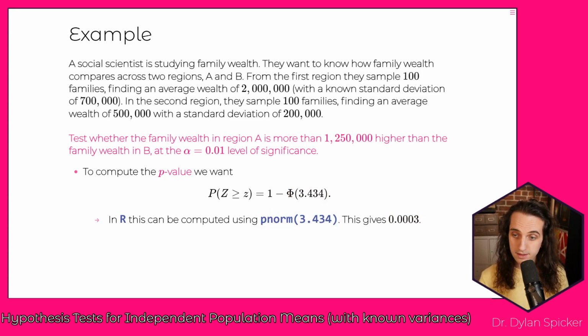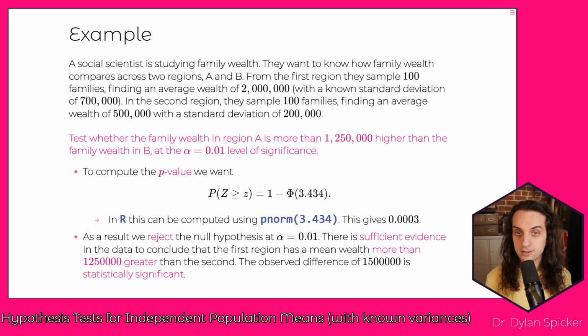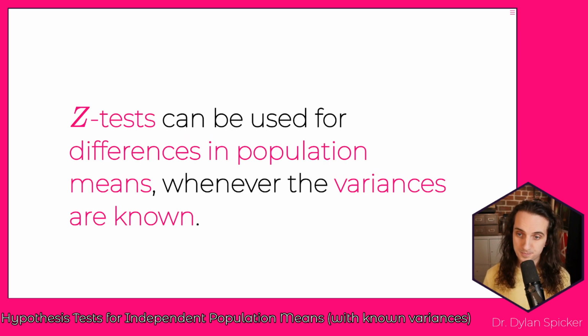With that p-value, that p-value is below the 0.01 level of significance, and so we're able to reject the null hypothesis here. As a result, we reject the null hypothesis at alpha equals 0.01. There is sufficient evidence in the data to conclude that the first region has a mean wealth more than $1.25 million greater than the second. They observe a mean difference of 1.5 million, and that is a statistically significant difference. And so we can conclude that there is more than $1.25 million higher family wealth in the first region versus the second.